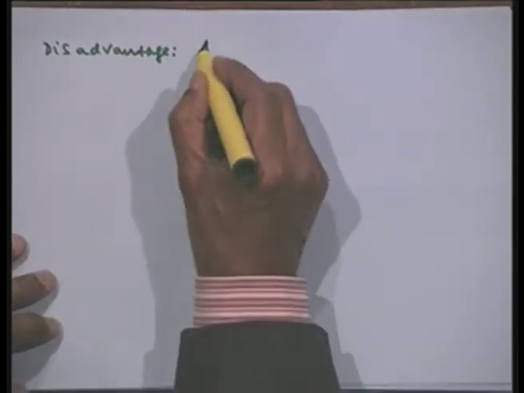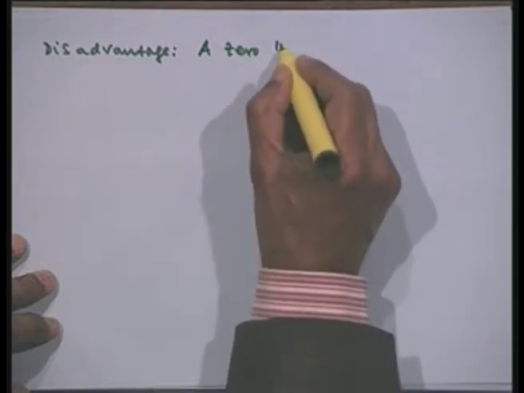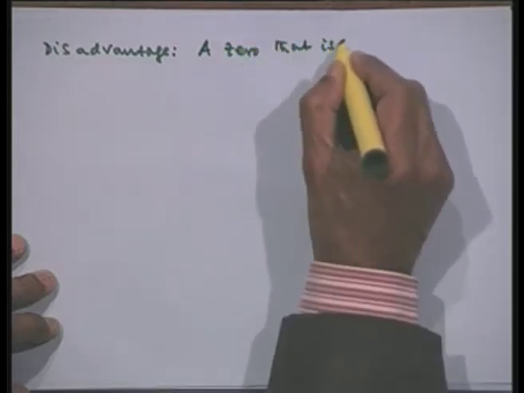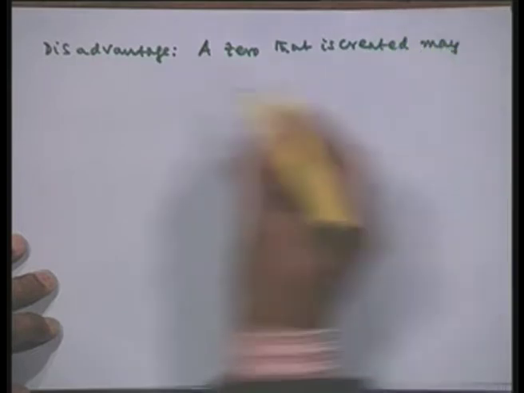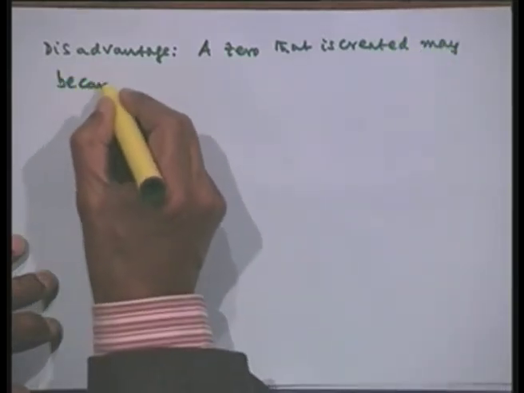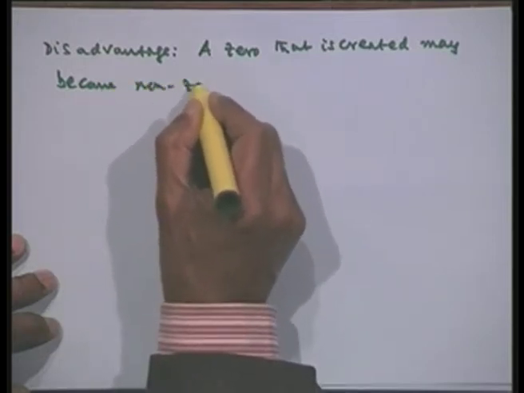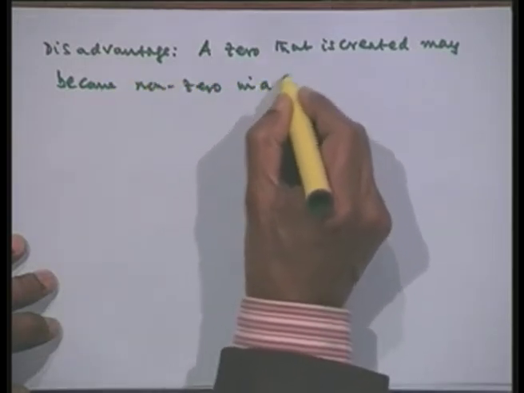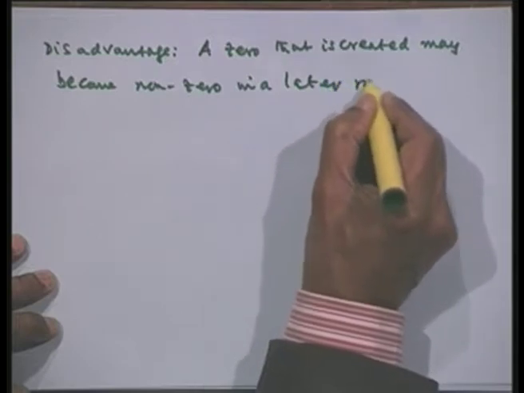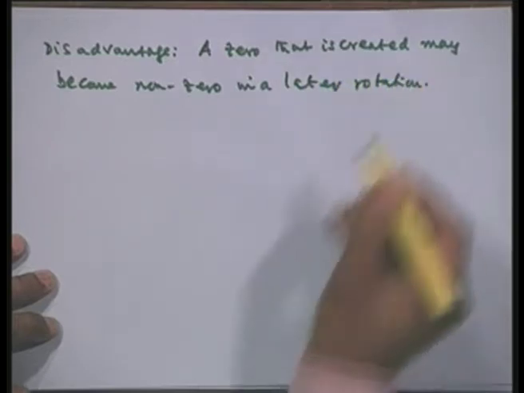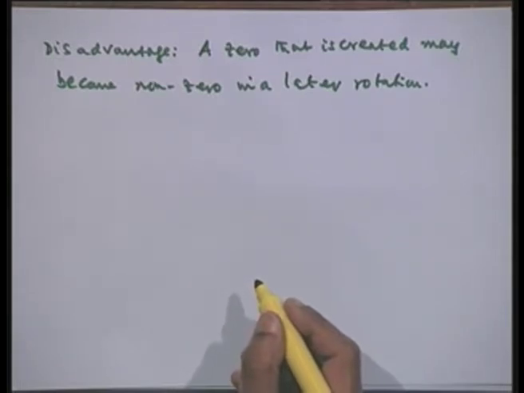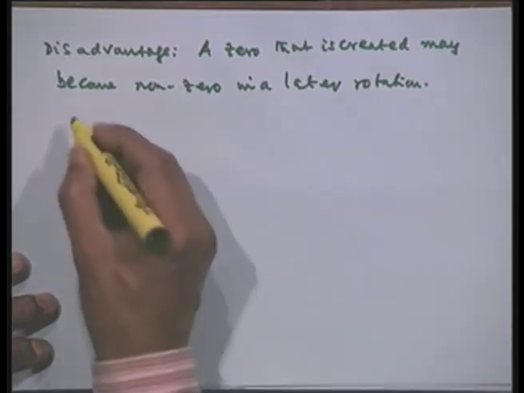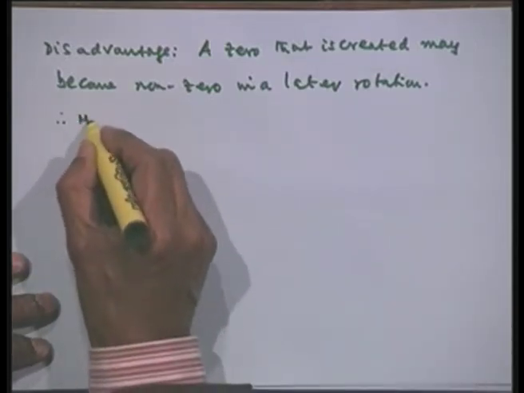A 0 that is created may become non-zero in a later rotation. Therefore, we can only say the minimum number of rotations.